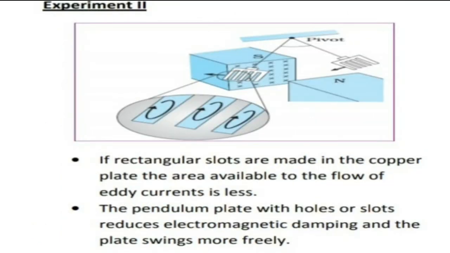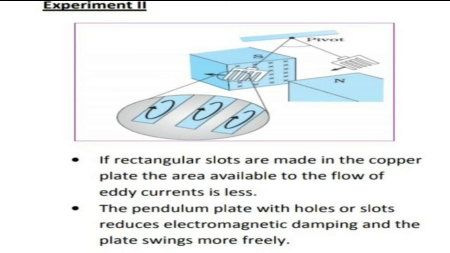In this picture, we have the metallic sheet, actually a slotted sheet. That slotted sheet is allowed to oscillate between the pole pieces of bar magnets. If rectangular slots are made there, the area available to the flow of eddy current decreases, because of which the eddy current decreases, and the pendulum plate with holes or slots reduces this electromagnetic damping and the plate swings more freely.